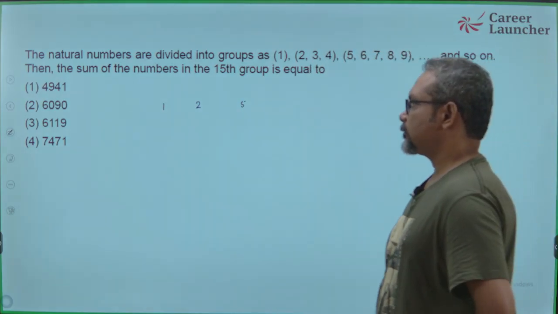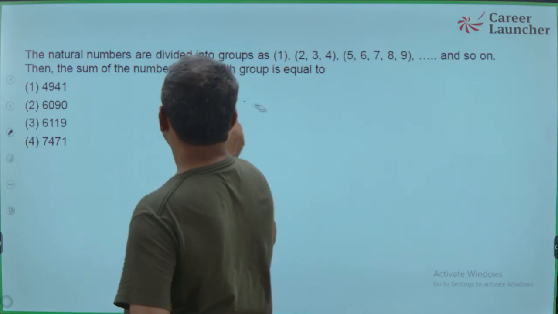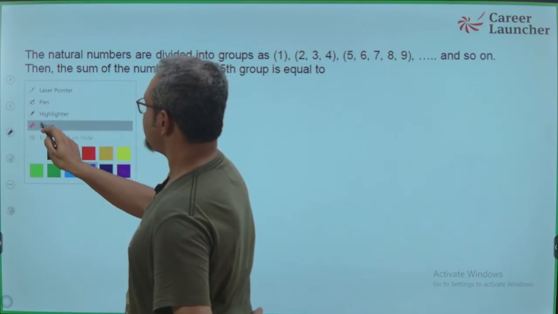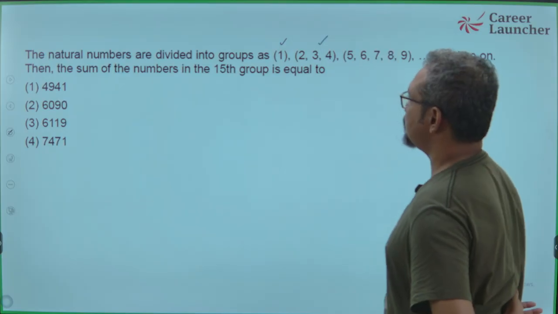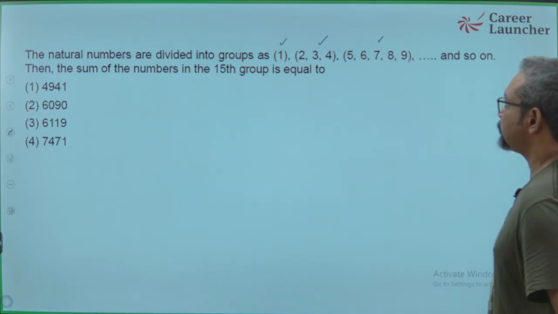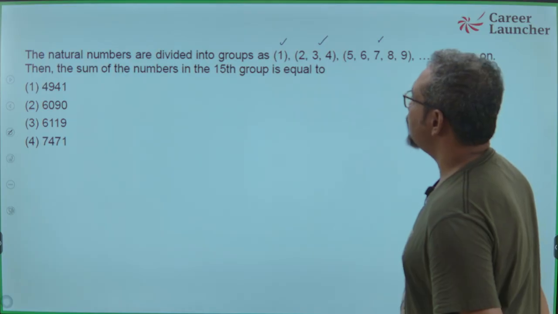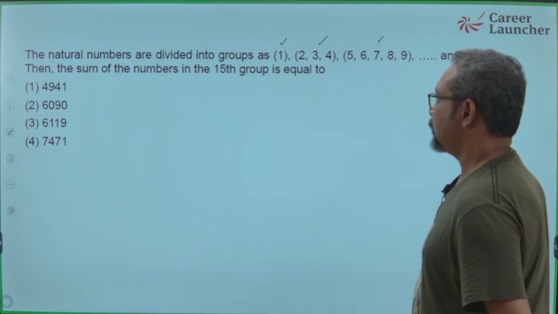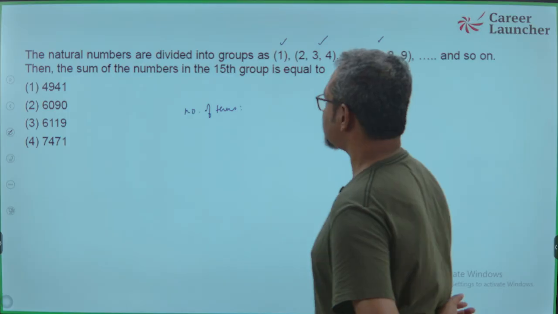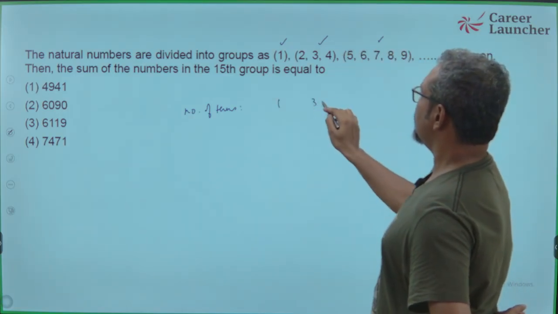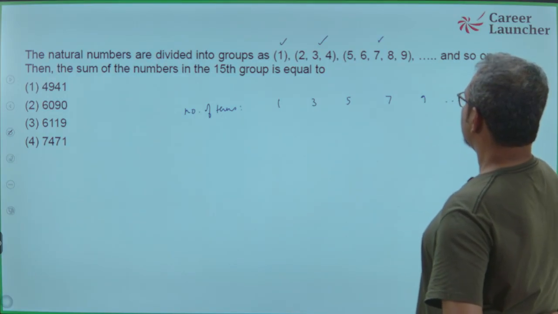So the idea is, the first group has 1 term, the second group has 3 terms, the third group has 5 terms. So we have to first figure out how many terms the 15th group will have. So the number of terms in each group is 1, 3, 5, 7, 9 and so on till T15.